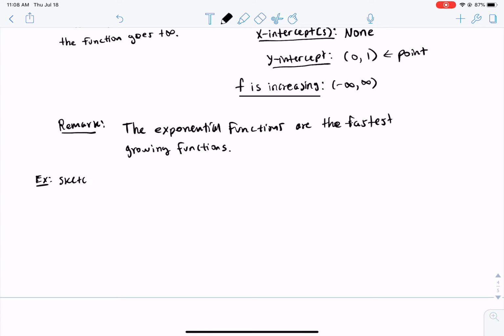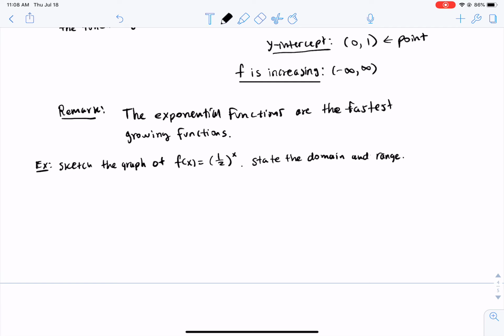Sketch the graph of f of x equal to 1/2 to the x power. Make sure to state the domain and the range. Also, label all intercepts and any asymptotes.